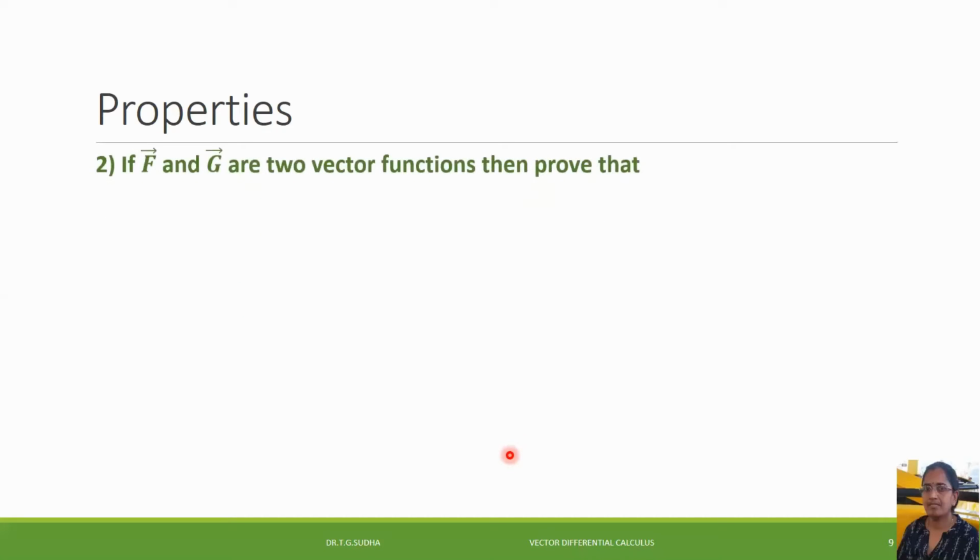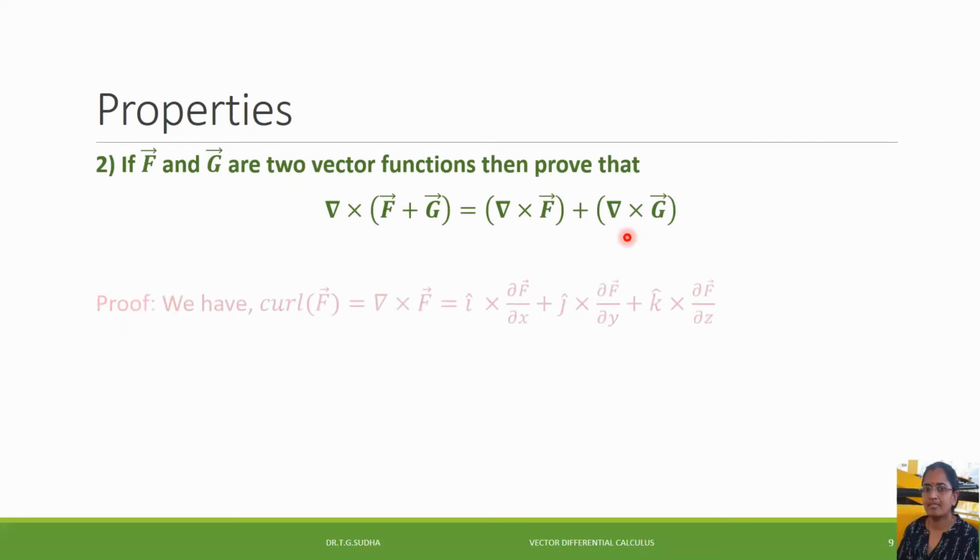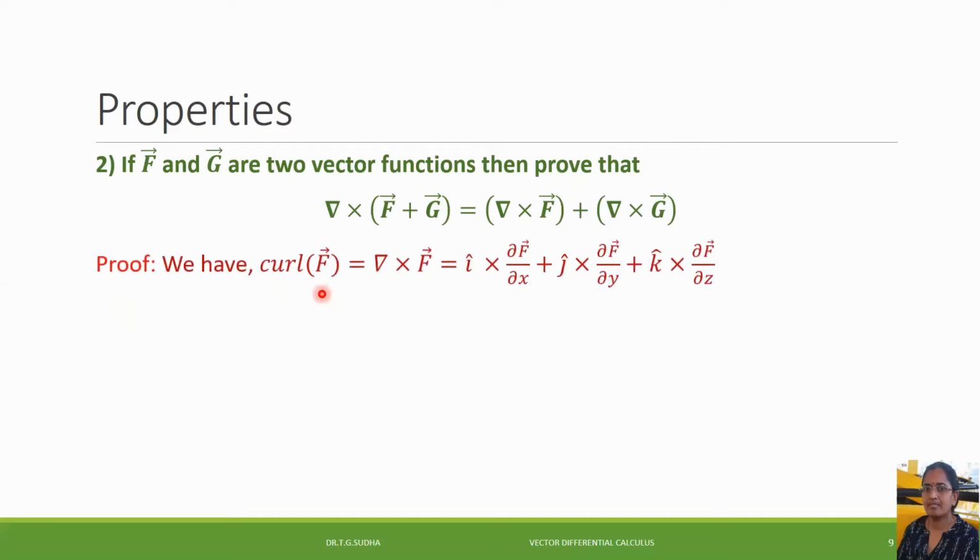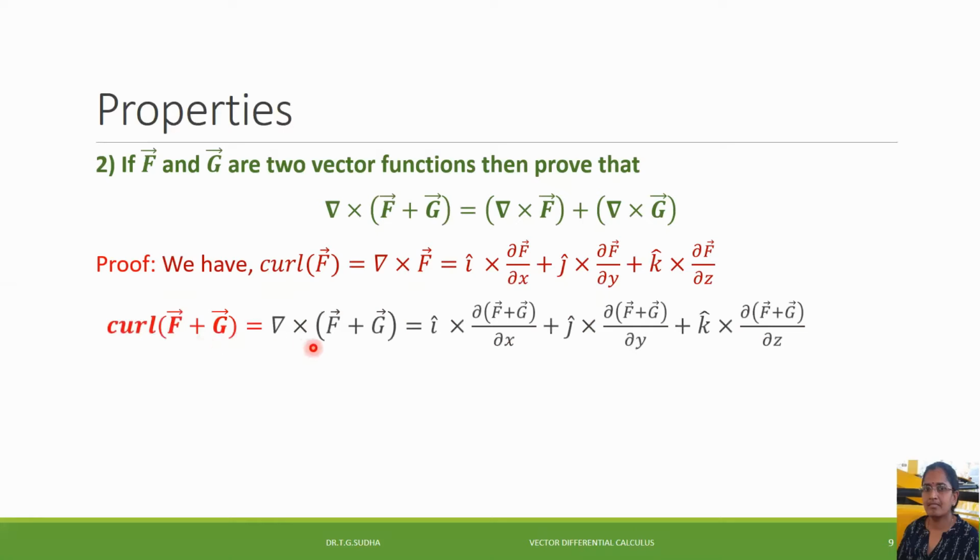Now let us move on to the second property. If f and g are two vector functions, then we need to prove that del cross of f plus g is equal to del cross f plus del cross g. That is, curl of f plus g is equal to curl f plus curl g. So let us prove this. We have the expression for curl f, that is del cross f. So now let us write down del cross of f plus g.